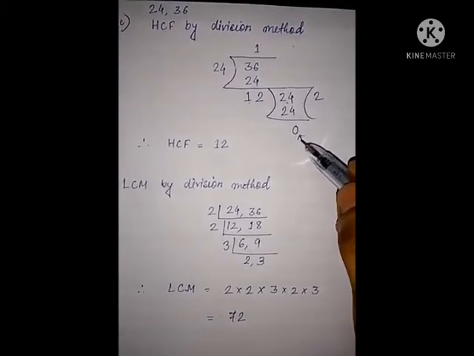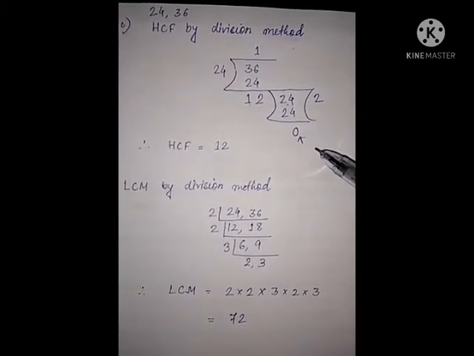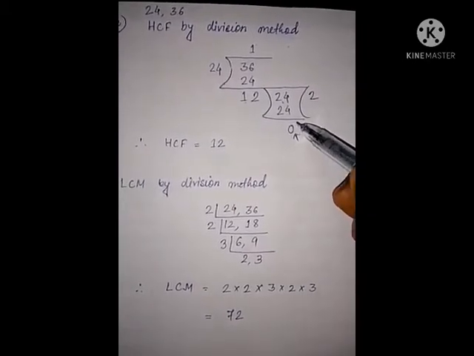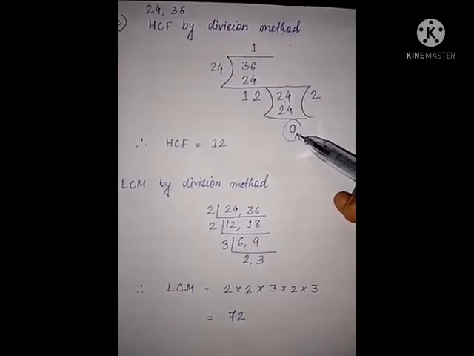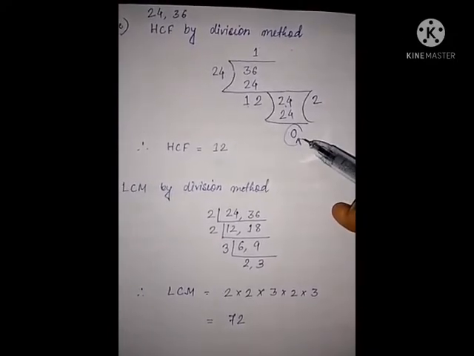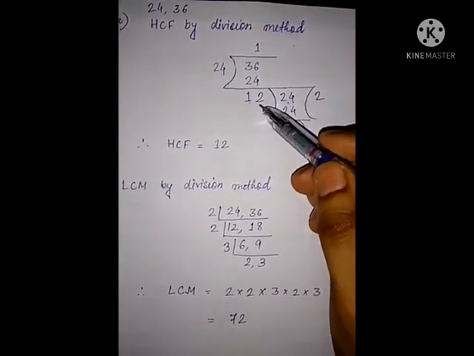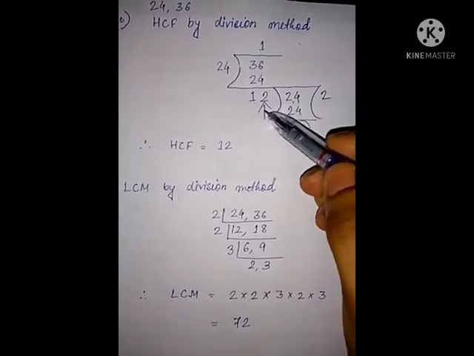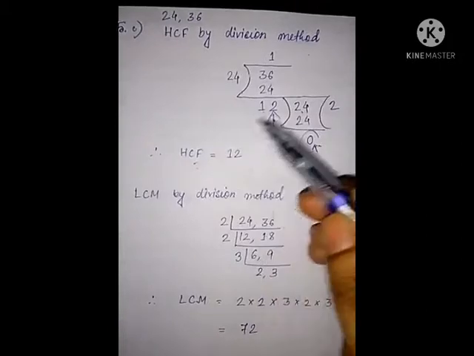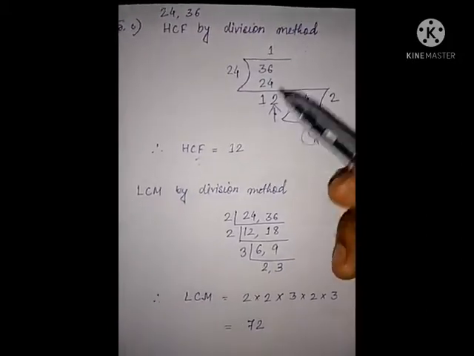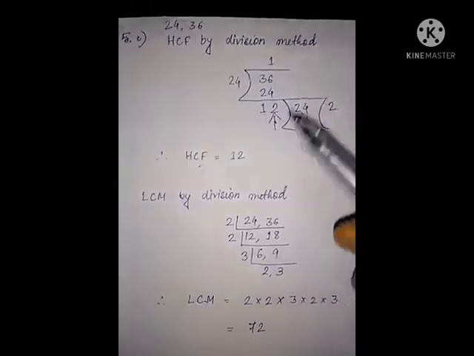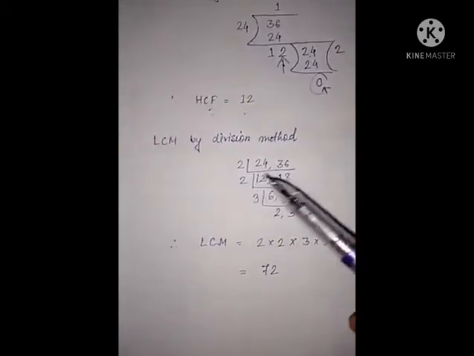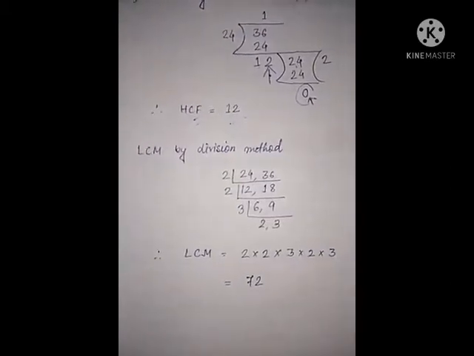So we continued the division method until we got 0, and after we get 0, check what the divisor is. The divisor is 12, okay? The last divisor is the HCF. Understand? So the HCF of 24 and 36 is 12. Understand? Now see, LCM by division method.